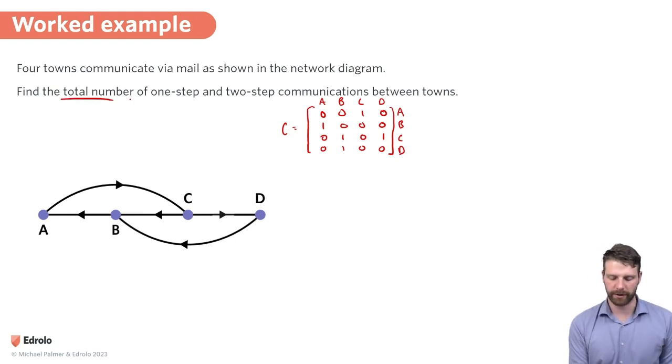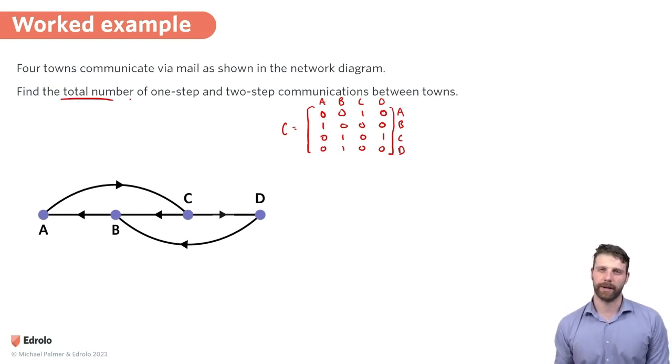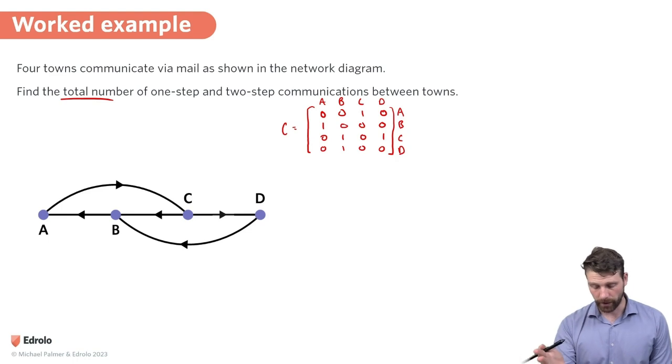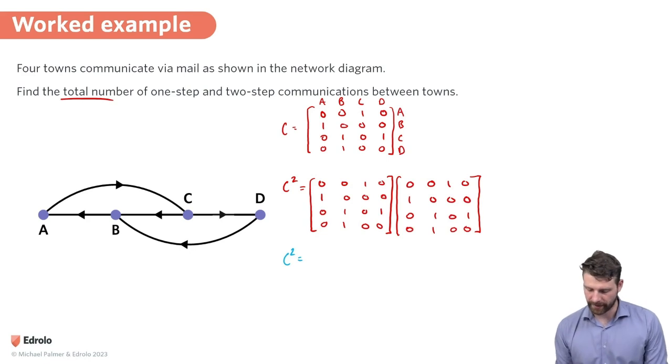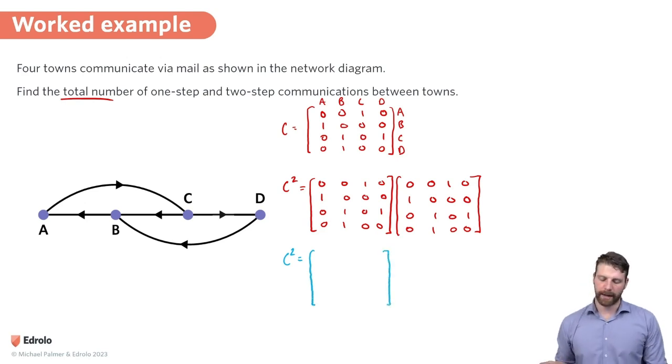And so we're asked to find the total number. So I need C and C squared, and then I need to add them. So I'm going to find C squared, and I'm going to do that by hand. So I've got C times C. So I'm just copying that matrix in. Okay, I've got my matrices now, and if I do a 4x4 times a 4x4 matrix, I will get a 4x4 matrix. So let's just make that shell there. Okay, so now I can do these multiplications. You could do it with the CAS if you wanted. I'm just going to run it quickly.